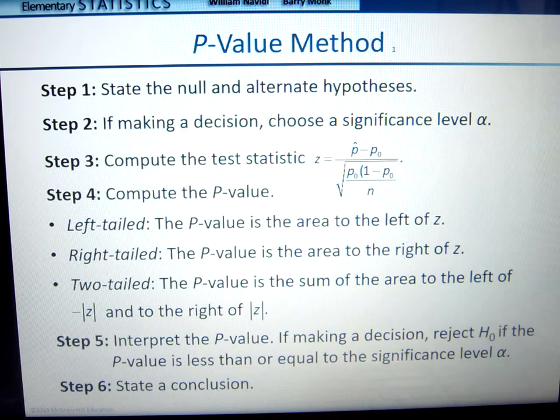So we're going to state the null and alternate hypotheses like we have been. If we're making a decision, we're going to choose a significance level. We're going to compute the test statistic, which is a z statistic. We're going to compute the p-value. Left-tailed, the p-value is the area to the left. Right-tailed, the p-value is the area to the right. Two-tailed would be the sum of the area to the left and to the right. Now, interpret the p-value: we make a decision to reject the null hypothesis if the p-value is less than or equal to the significance level alpha. Then state the conclusion.